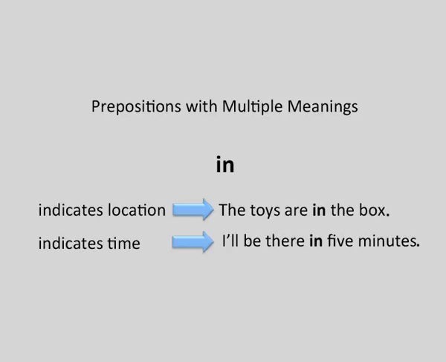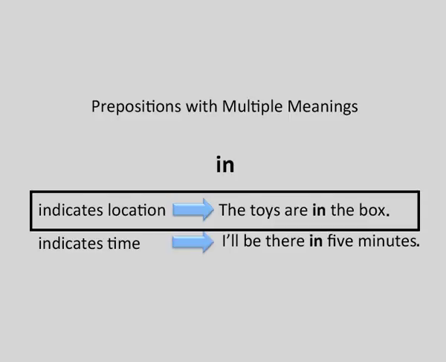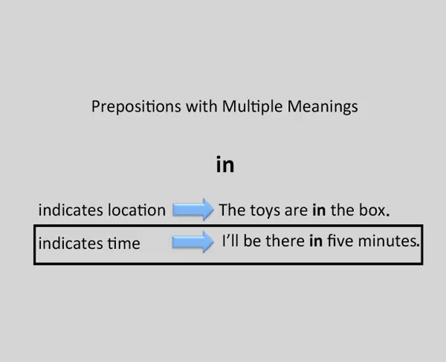The preposition in, for instance, can be used to indicate location. The toys are in the box, and to indicate time as well. I'll be there in 5 minutes.